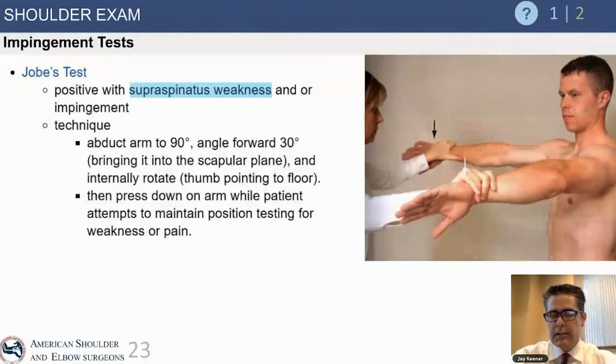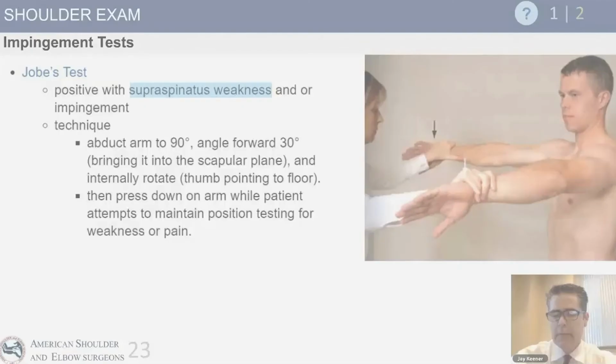The Jobe test is classically designed for supraspinatus strength, and I'm not sure if it's a great impingement test or not, but basically you want to abduct the arm to about 90 degrees in the plane of the scapula.